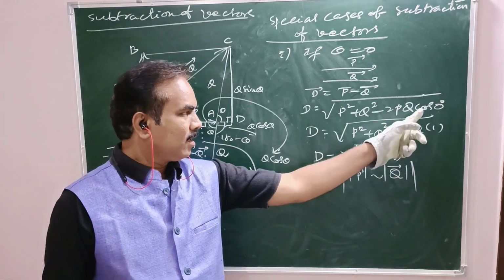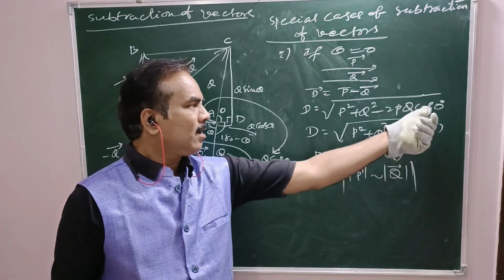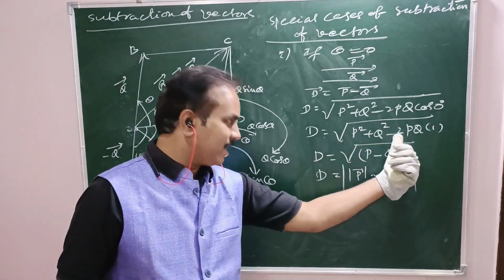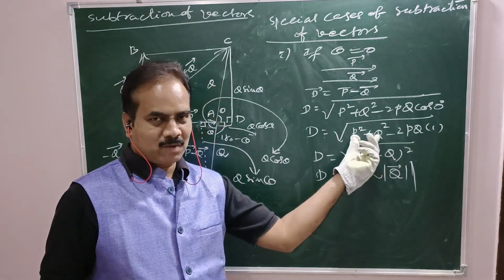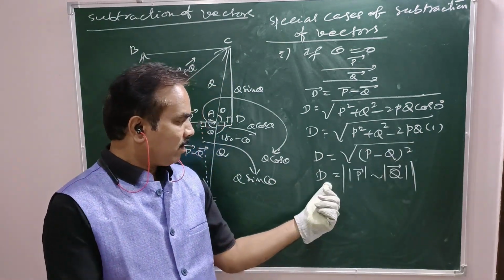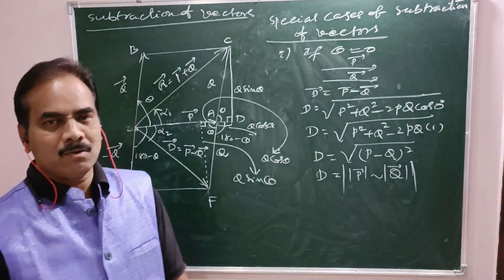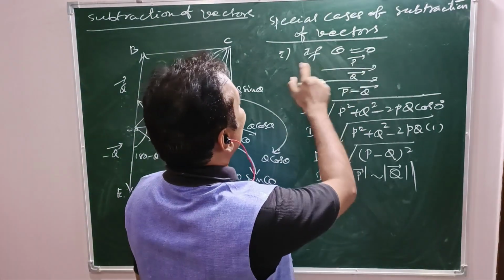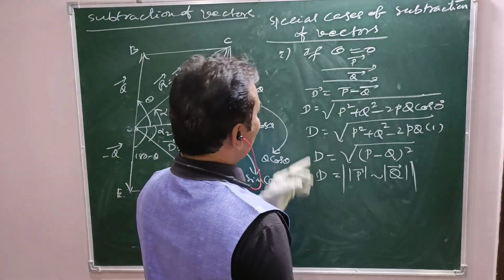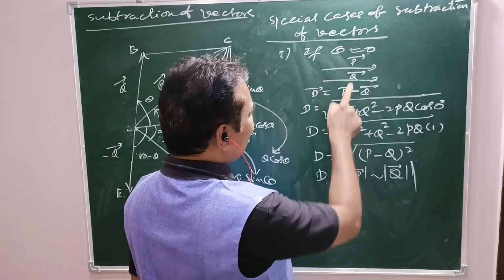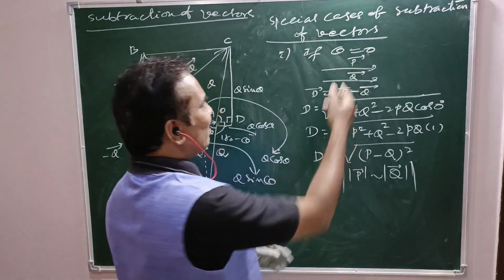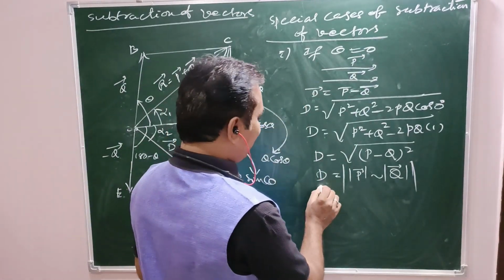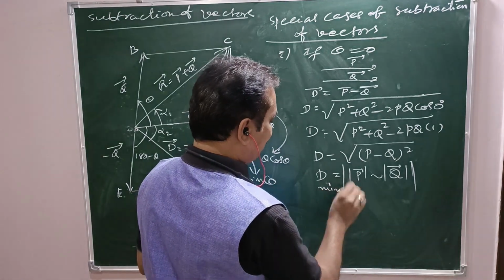Why? Because here negative sign is there. Cos 0 means 1, that is maximum. So we are subtracting max value here from p square plus q square under square root. Therefore, whatever we got here, that is minimum value among all possibilities. So d minimum in case of addition vectors or subtraction vectors is valid when given vectors are parallel to each other. Okay, we will get minimum value, d minimum.